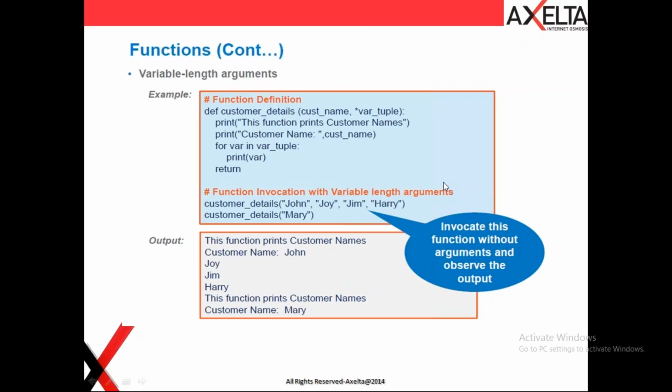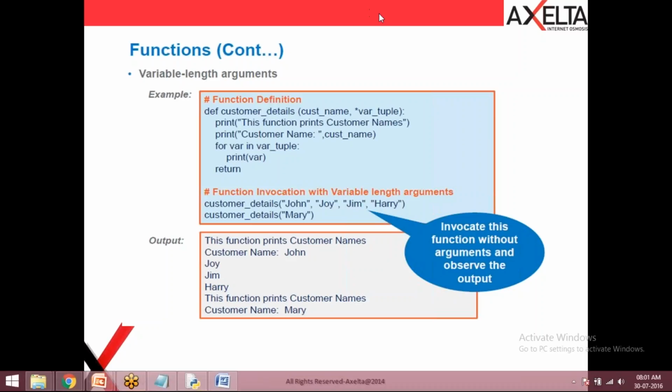What if only star? Yeah, you can have any name. It is not like it must be var tuple or something like that. Understood? You can have any name here. Generally, it will work like a tuple. It stores all the elements that you are sending. Is it clear? It is like a tuple.